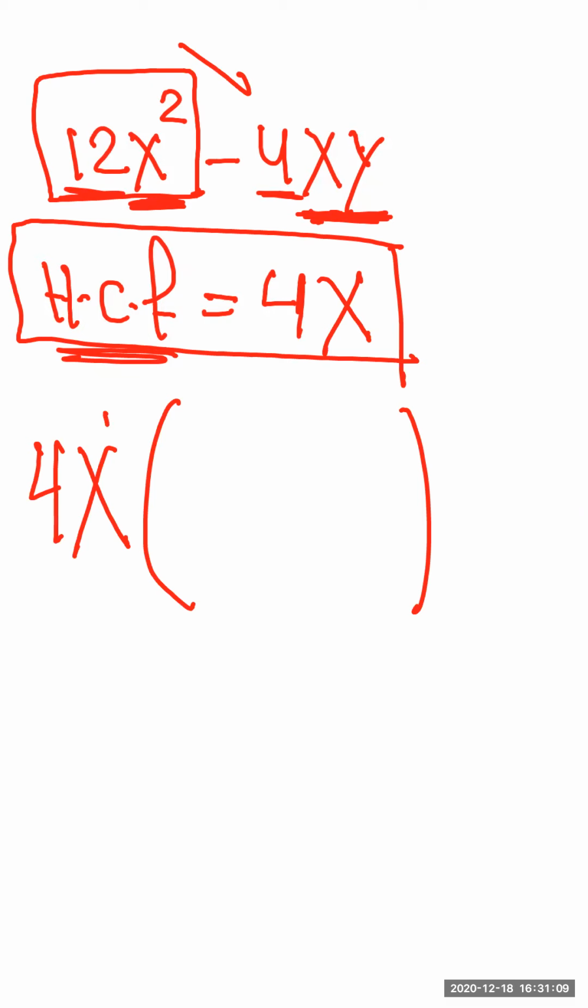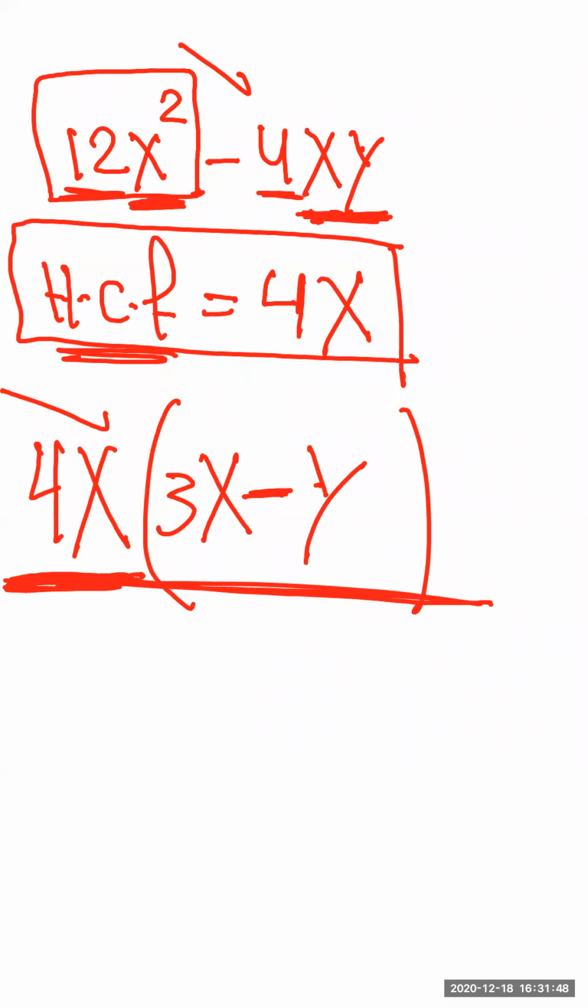Divide the first term by the highest common factor. 12x squared divided by 4x. Okay, 12 divided by 4 means 3. X squared divided by x. I said that we subtract the powers or the indices. So x squared divided by x means x. Then negative sign. 4xy divided by 4x. Okay, so 4 divided by 4 means 1, x divided by x means 1, y divided by 1 because there is no y here, so it will equal y. So this is the factorization.